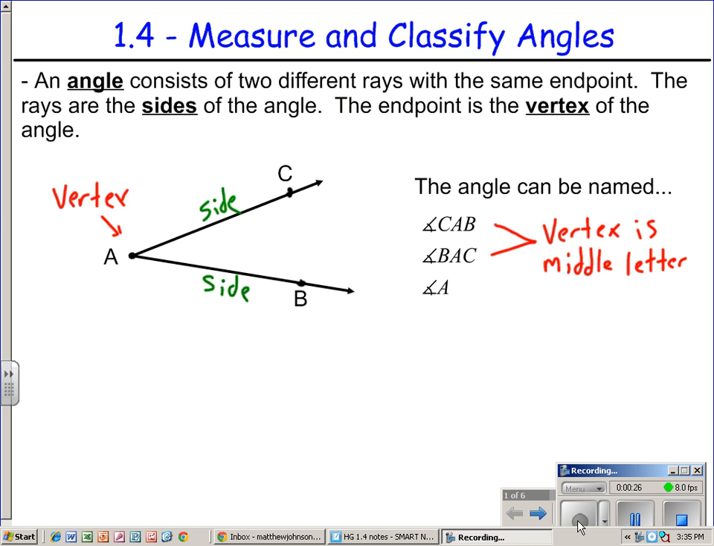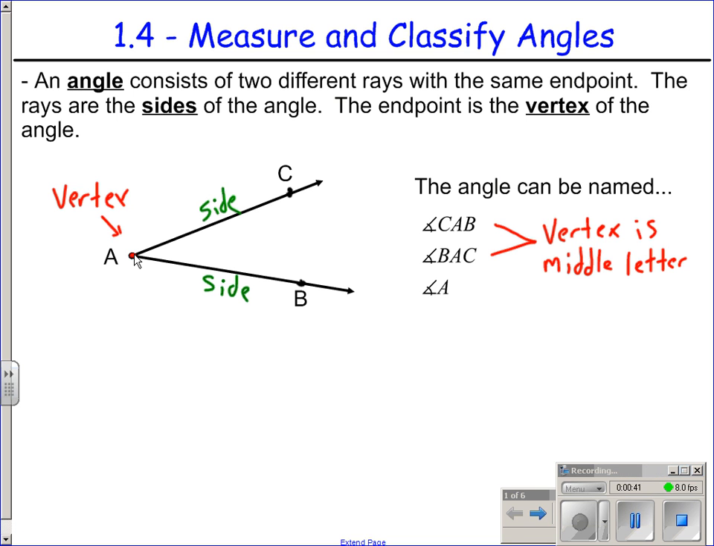So go ahead, hit pause, copy this stuff down. All right, so as it says, an angle consists of two different rays with the same endpoint. You look at this drawing, you have ray AC, and then you have ray AB. They are two different rays, but they have the same endpoint, point A. Remember, an endpoint is where the ray starts. The rays are called the sides of the angle. The endpoint, that point A, is called the vertex of the angle.